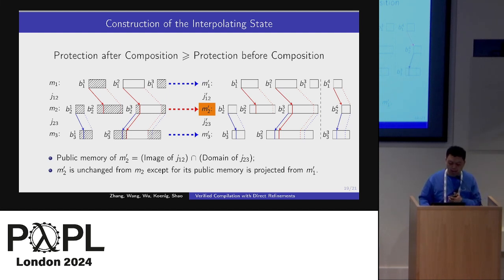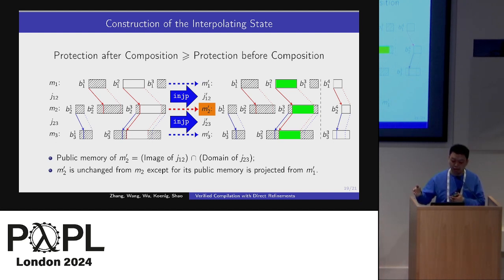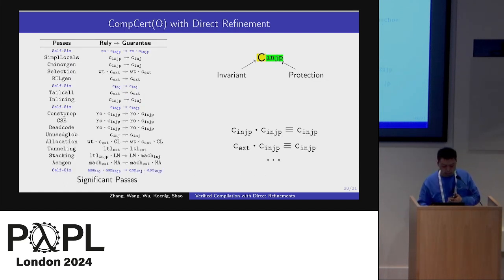So to construct this M2 prime, the idea is very simple. You basically copy all the protected memory over, and then you project the updated public memory from the source. And this respects the parallel INGP because, as we just said, the protection after the composition is stronger than all the individual protections. So this is the key idea and the observation we made in this paper. By adopting this idea, we build a CompCert with the direct refinement.